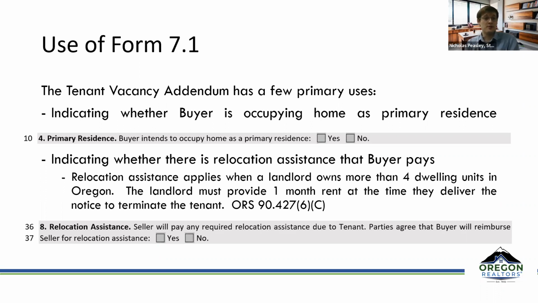Parties agree that buyer will reimburse seller for the relocation assistance. Yes, no, the buyer doesn't have to reimburse. That's not a requirement, but if the parties agree on that, then this is somewhere you can specify these things.